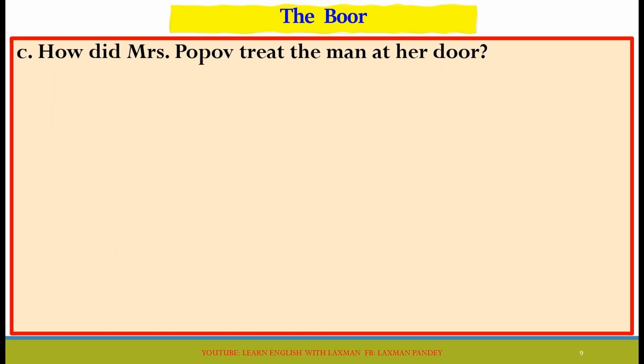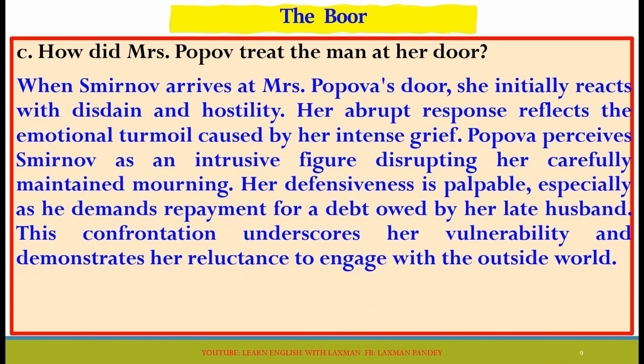How did Mrs. Popova treat the man at the door? When Smirnov arrives at Mrs. Popova's door, she initially reacts with disdain and hostility. Her abrupt responses reflect the emotional turmoil caused by her intense grief. Popova perceives Smirnov as an intrusive figure disrupting her carefully maintained mourning. Her defensiveness is palpable, especially as he demands repayment for a debt owed by her late husband. This confrontation underscores her vulnerability and demonstrates her reluctance to engage with the outside world.